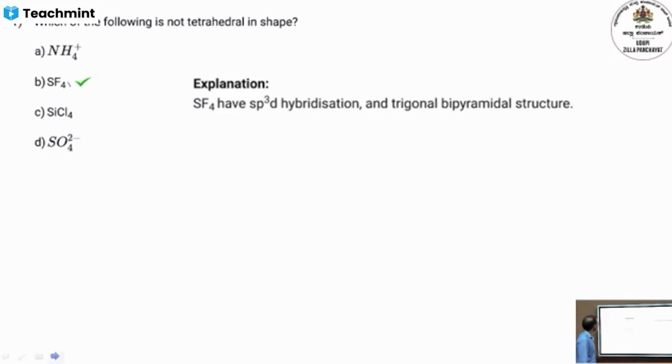Whereas the NH4+, which is ammonium ion, or silicon tetrachloride, carbon family, and SO4 2-. All these are sp3 hybridization and therefore tetrahedral geometry. Whereas here, because of the hybridization, lone pair of electron is one pair and 4 bond pairs, total 5 pairs are there in this case, and the hybridization is therefore sp3d, and the geometry is trigonal bipyramidal. Trigonal bipyramidal, I hope you know.